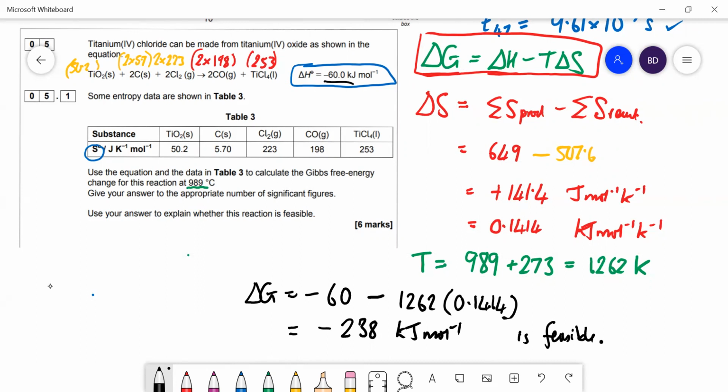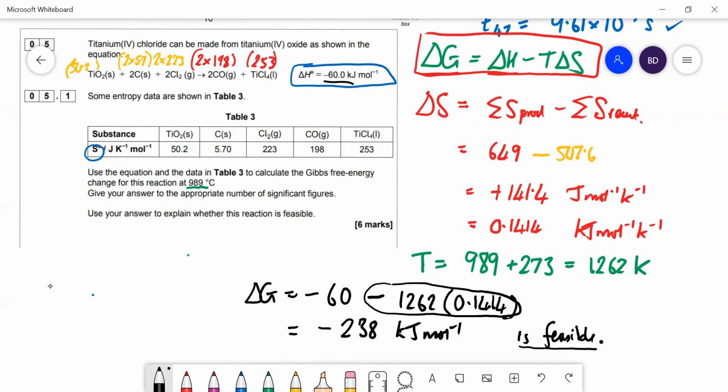Okay, and in actual fact, that reaction will be feasible at all temperatures, won't it? Because, well, even if temperature gets higher, this thing gets even more negative, and so delta G will always be negative at any temperature.